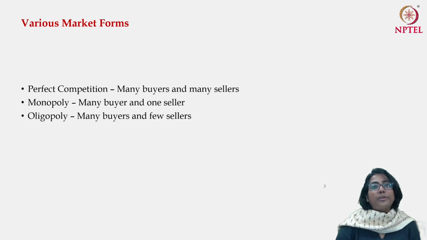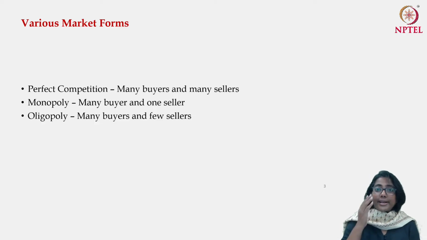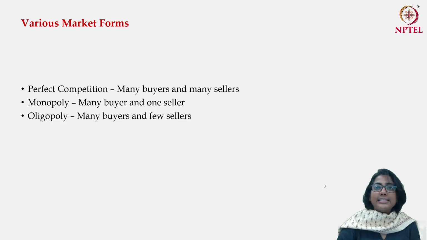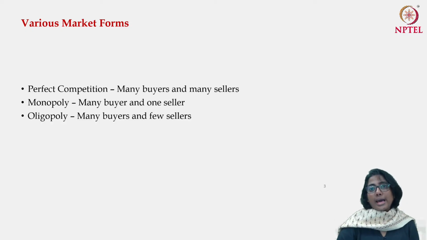The first one is perfect competition. The basic characteristic of a perfectly competitive market is that there are multiple, or infinite, numbers of buyers as well as infinite numbers of sellers. In case of monopoly, the case is a little different. Although you have multiple buyers, there is only one seller of a particular product.